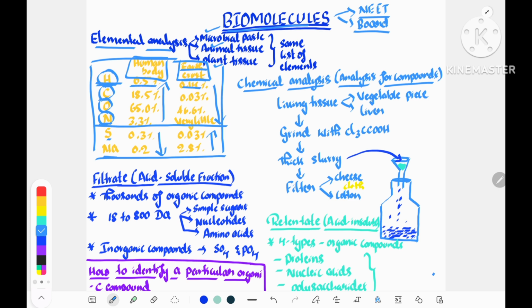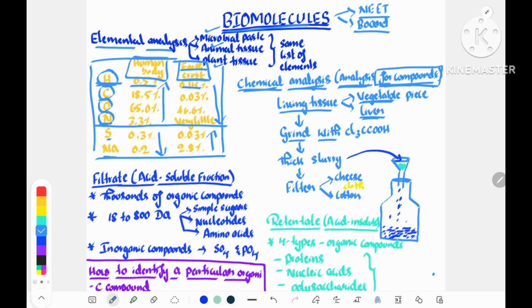Now, how to analyze the chemicals present in a living tissue? The analysis could be done for the chemical compounds present in them, especially the organic compounds. For this, a living tissue has to be taken and that tissue could be a vegetable piece or a liver tissue. So you could ask whether you have to take only this or any other. You could take any other. In NCERT they have mentioned it, that's why I took this.